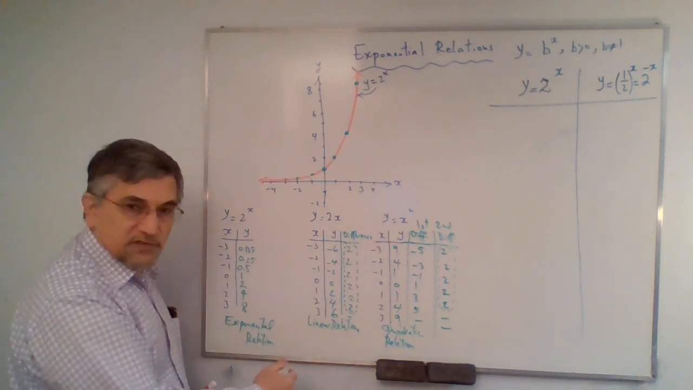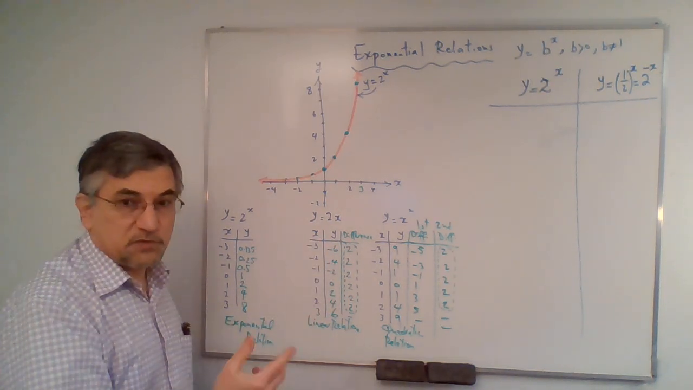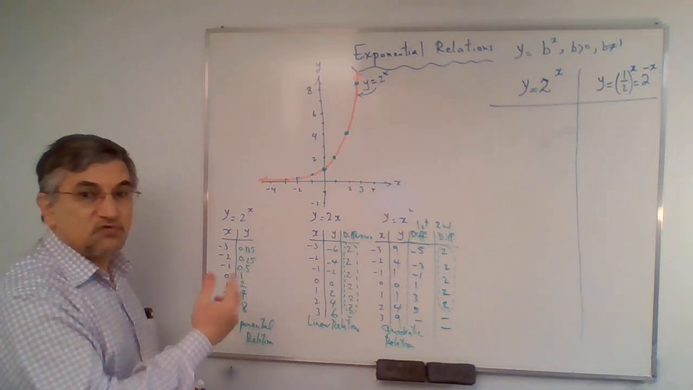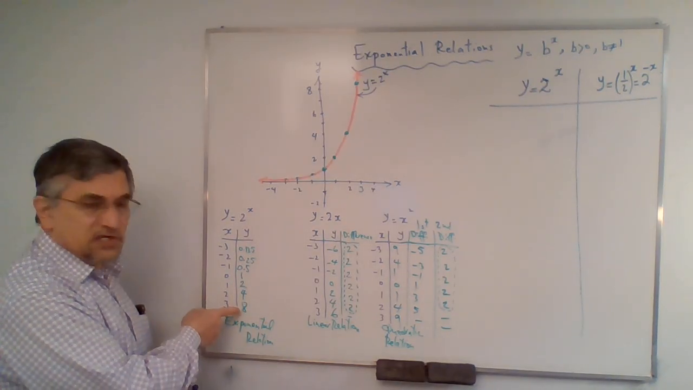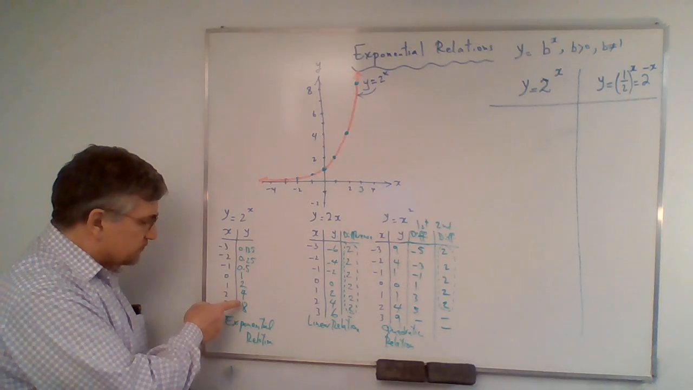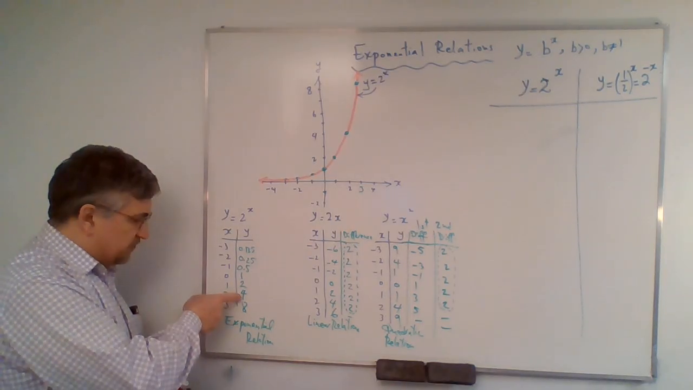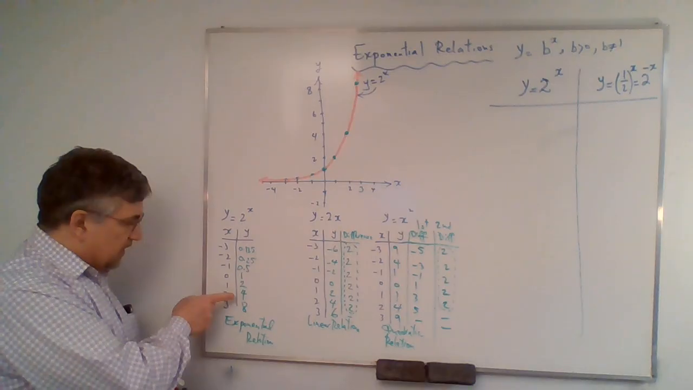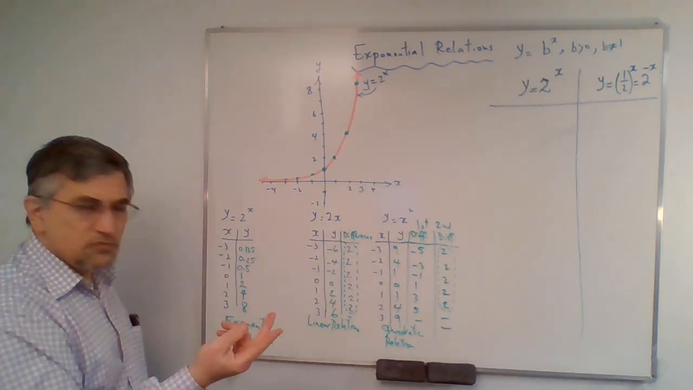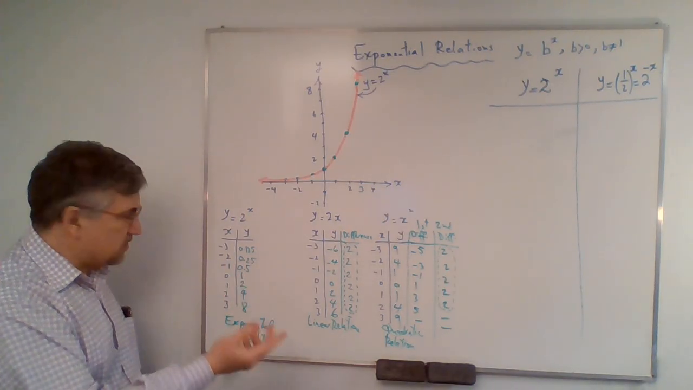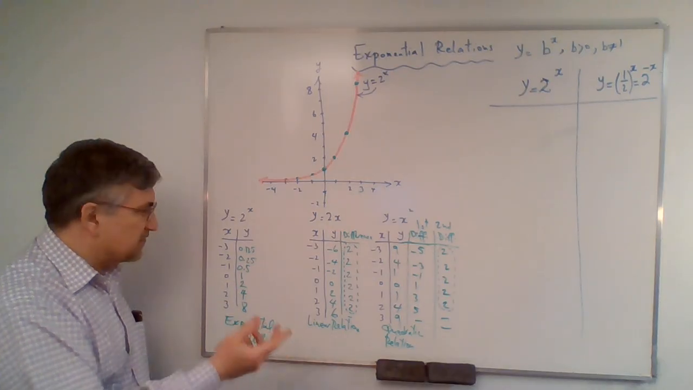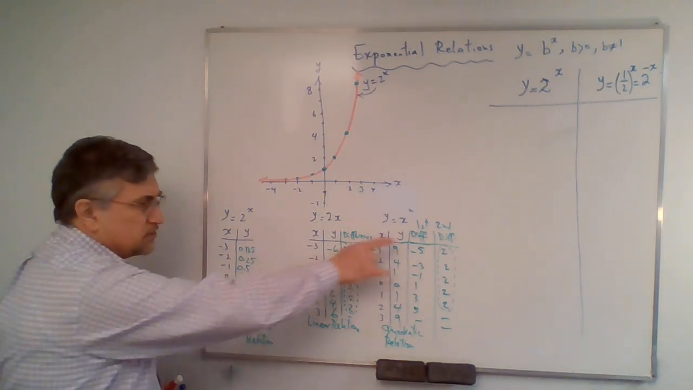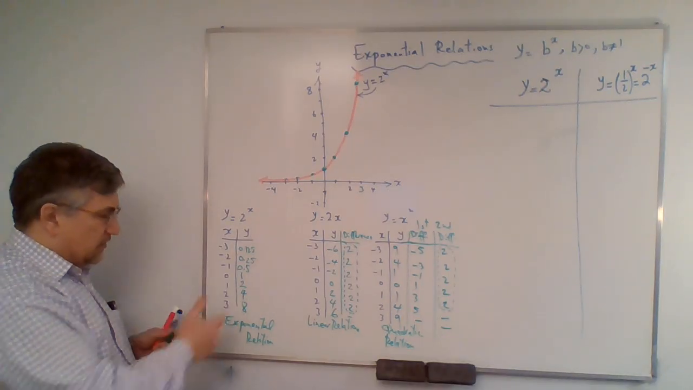And in case of linear relations, the first finite differences were all the same. But now that is not the case for exponential relations. You clearly see here, if I subtract 4 from 8, 8 minus 4 is going to be +4. And then 4 minus 2 is going to be 2. And then 2 minus 1 is going to be 1. 1 minus 0.5 is going to be 0.5. So we see that there's absolutely no relationship between those differences that we end up with.